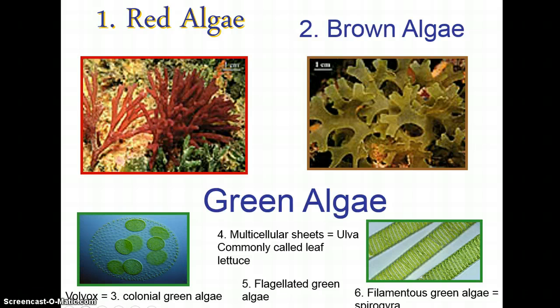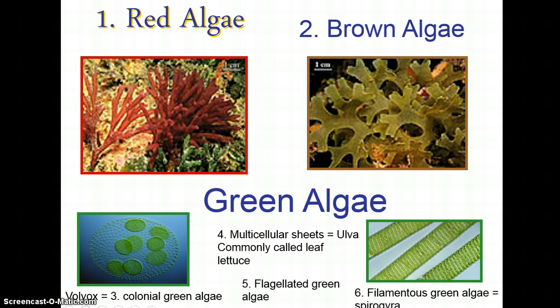There's the red algae, brown algae, and then the 4 types of green algae, one of which is multicellular. And in fact, it's called the multicellular sheets, or a common name is ulva, and sometimes it's commonly called sea lettuce or leaf lettuce. But it is a type of algae or seaweed. So red algae, brown algae, and the ulva are all seaweed. So seaweed are not plants.